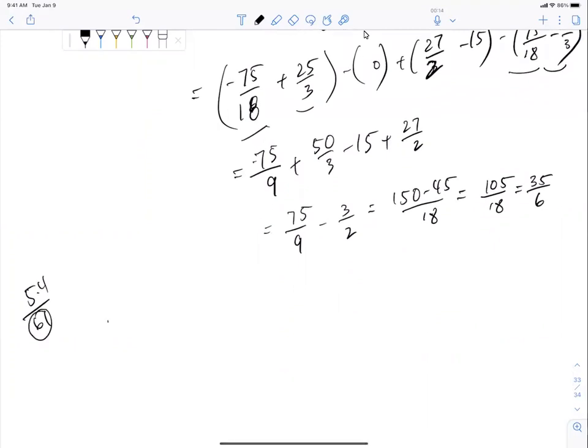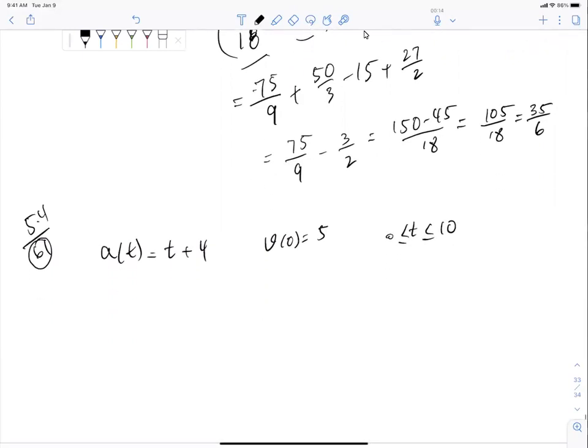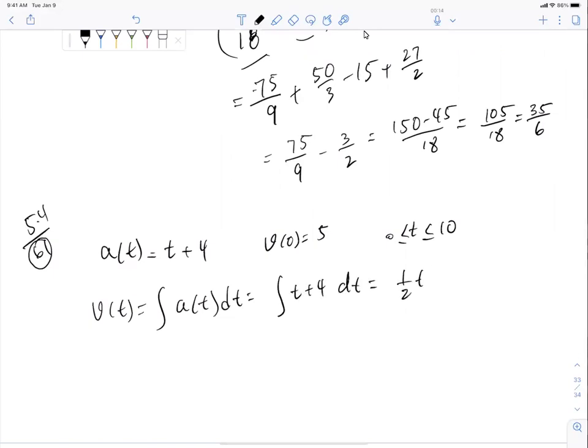They give you acceleration. Remember, acceleration is the derivative of velocity, so that would be your rate. Remember, the rate is acceleration now. V of 0 is 5, and t goes between 0 and 10. All right, so let's integrate A of t to get V of t. The integral of t plus 4 is 1/2 t squared plus 4t plus c. And that c is really what makes a difference.